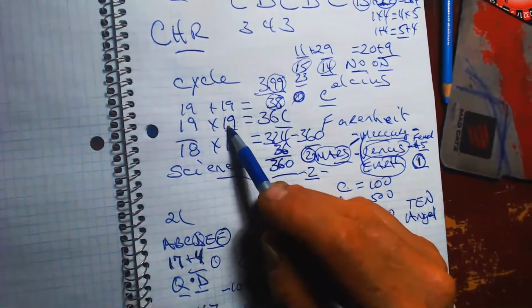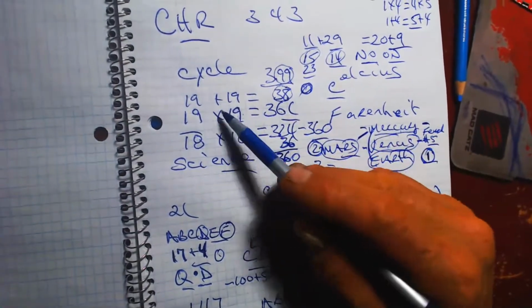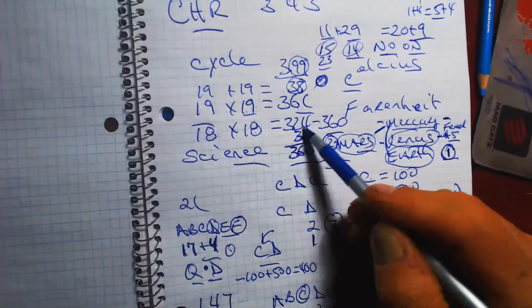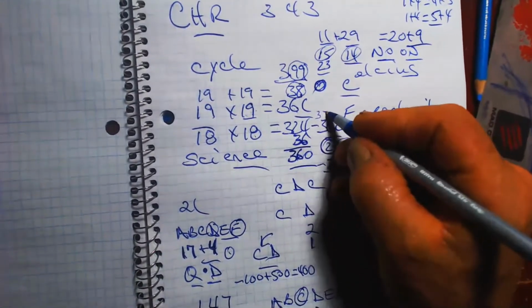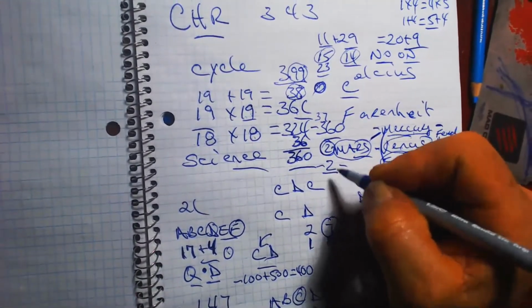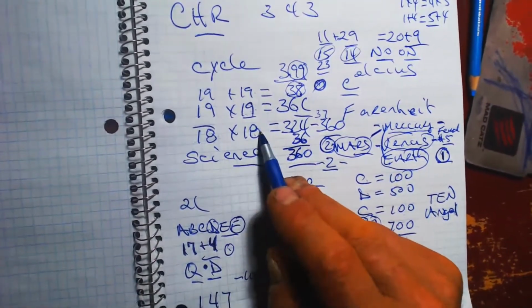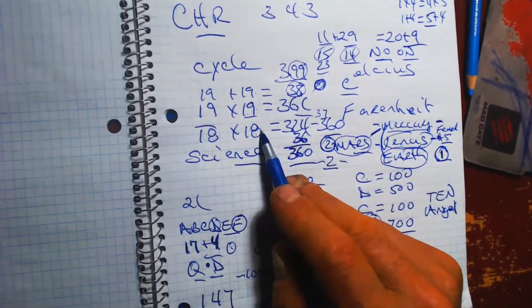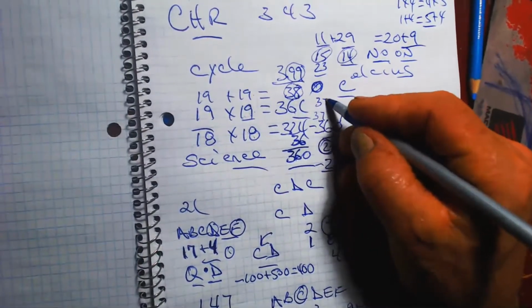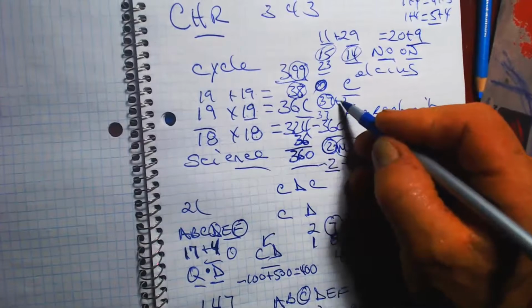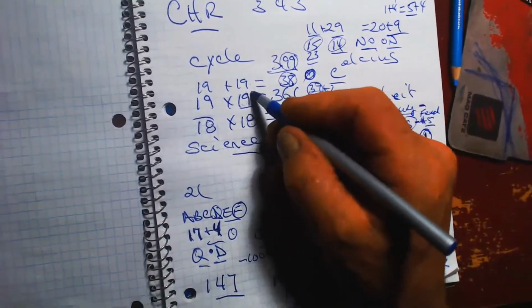Yeah, no, I'm going to do this. The difference between 19 times 19, 361, and 18 by 18, 324, is 37 spaces. The difference between adding 19 and 19 and adding 18 and 18 is only 2 spaces. 37 and 2. 7 and 3 is 10, 1 plus 0 is 1. We're back to 1 and 2 again.